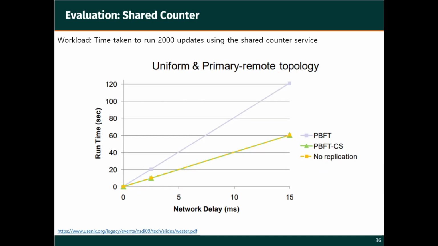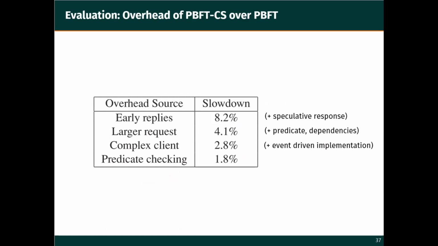Same workloads and shared counter service, but with different topologies: uniform and primary remote topology. Due to the different topology where the client and primary are at a different site, the increase of network delay affects the runtime of PBFT-CS and the no replication setting. Even with that, we can observe that PBFT-CS outperforms PBFT. And this evaluation shows the additional overhead of PBFT-CS, which is implemented on top of PBFT.